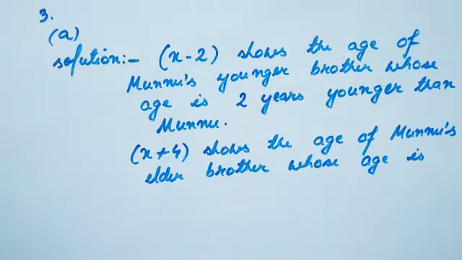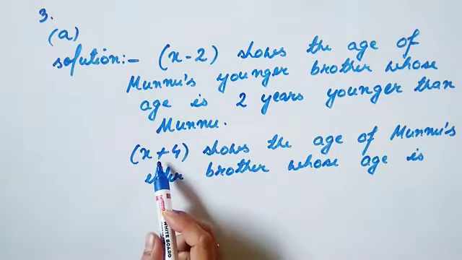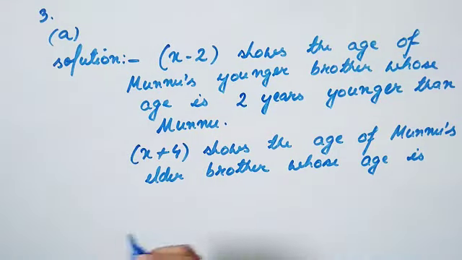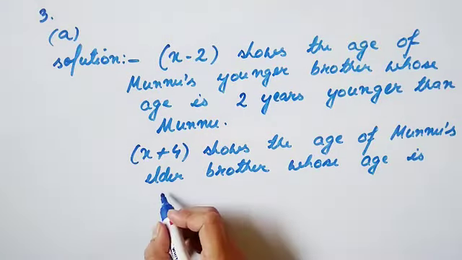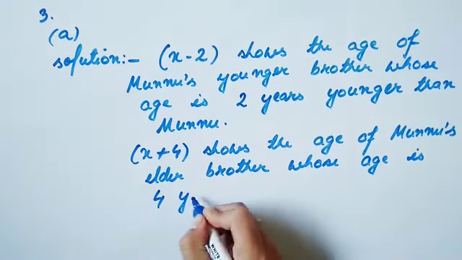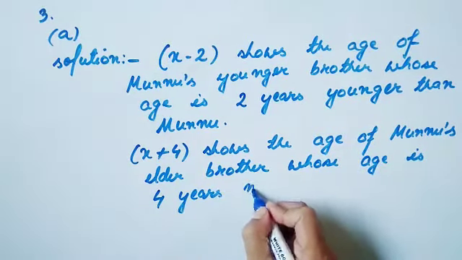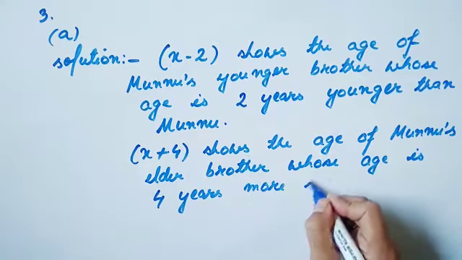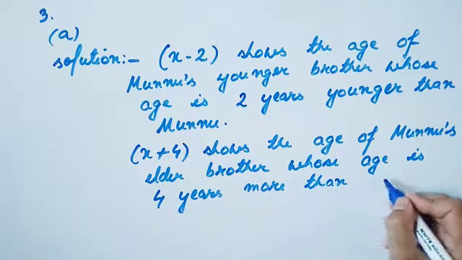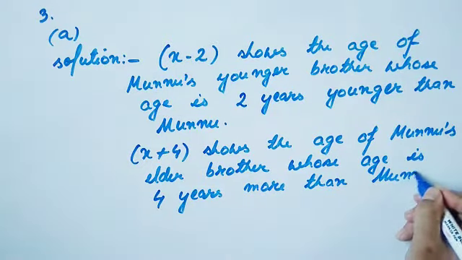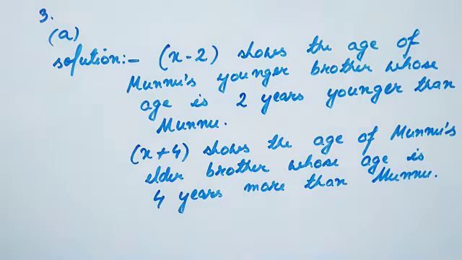Whose age is, so here in this expression, we can see that there is a plus sign. So, Munu's elder brother's age will be 4 years more, right? 4 years more than Munu. Understood, student?